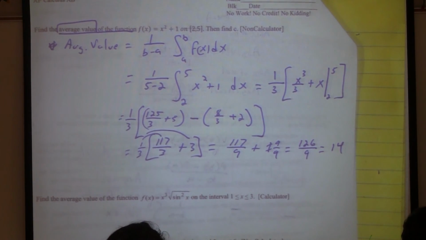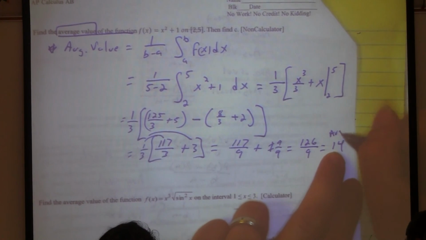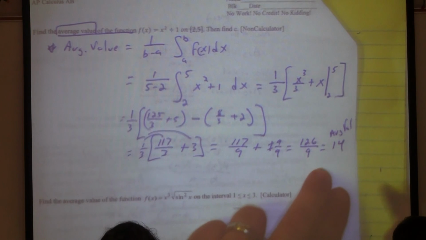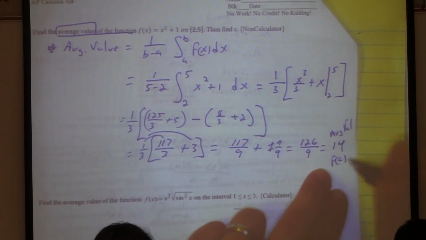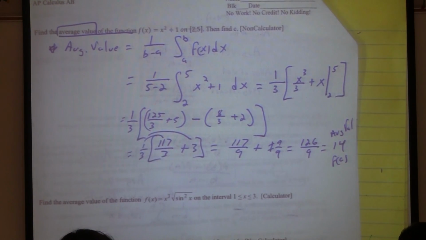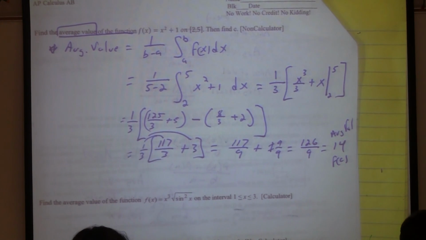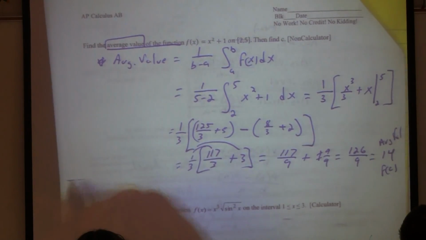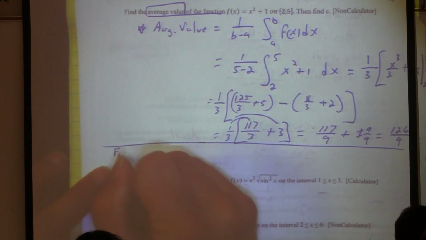Good? This is the average value. This is equal to f of c. So we're going to say c is 14? No. We want the number that when I put into the function gives me 14 as an answer. I don't have too much space here because I wrote too big. But hopefully we don't need that much.